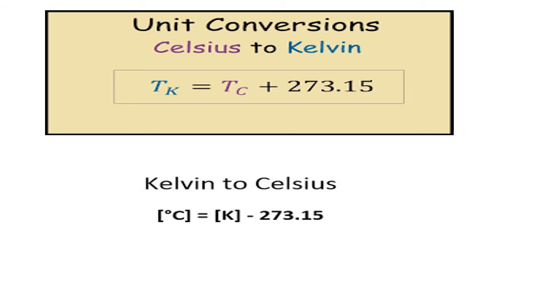If you want to convert Celsius to Kelvin, you have to add 273.15 to the Celsius value. And if you want to convert Kelvin to Celsius, you have to subtract 273.15 from the Kelvin value. So here you can see that the Kelvin value is always larger than the Celsius value.